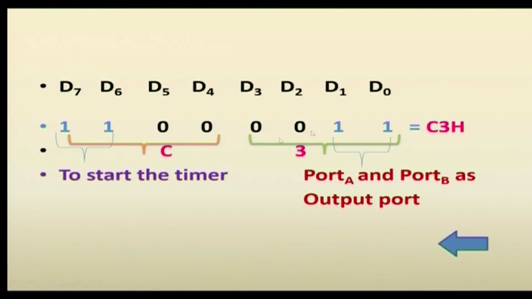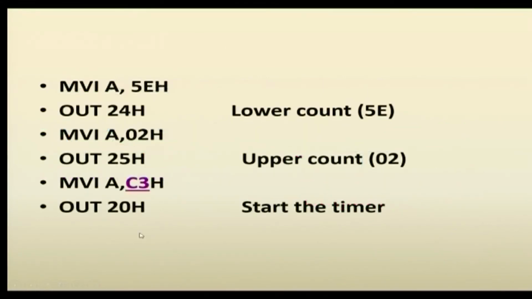Then here we read the value 0011, that value is 3. So, C3 is initialized as the control word. Based on that, the program will start the timer. After the count value reaches 0, the pulse will be repeated. So, first we initialize the lower count, then the higher count in the MSB, then initialize the control register.